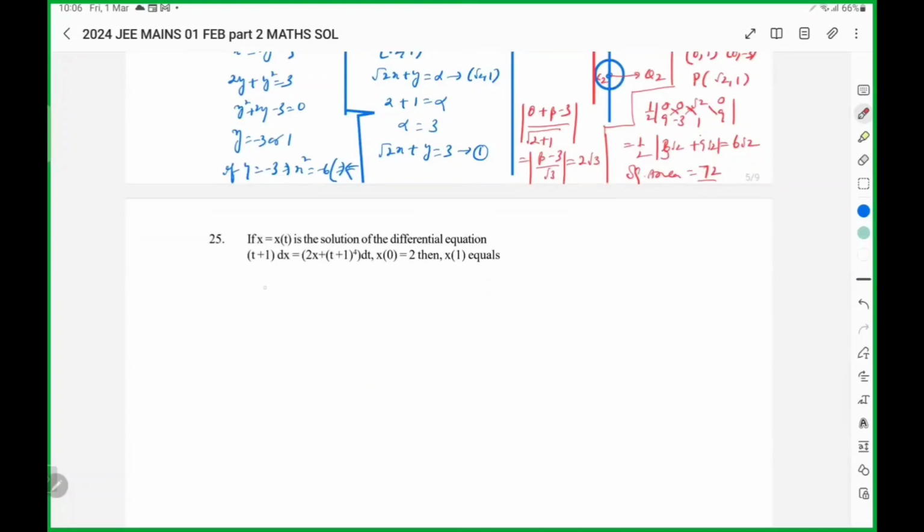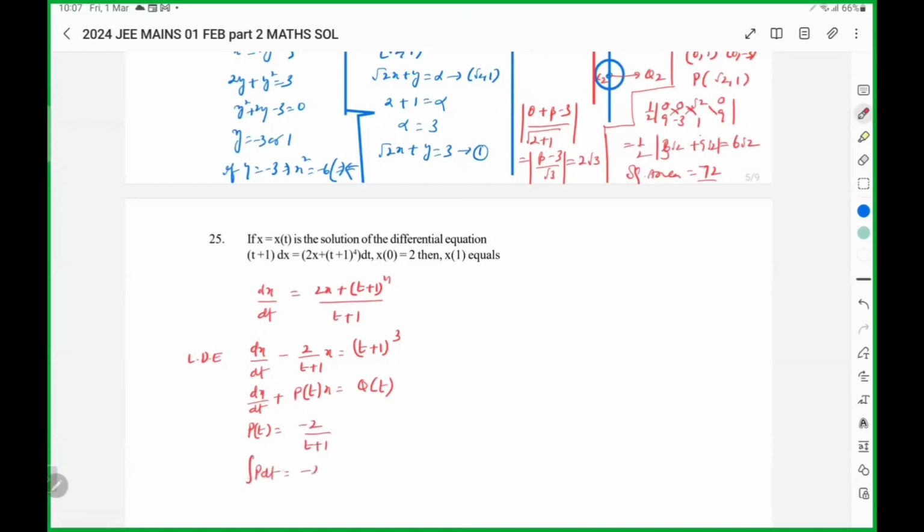This one, dx by dt is 2x over t plus 1, power 4. So dx by dt minus 2 by t plus 1 times x is a linear differential equation. So we compare with dx by dt plus p of t times x is equal to q of t. So p of t will be minus 2 by t plus 1.